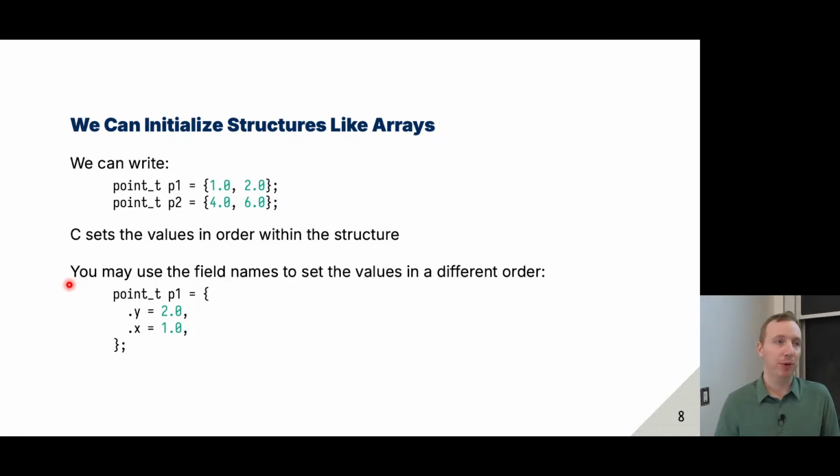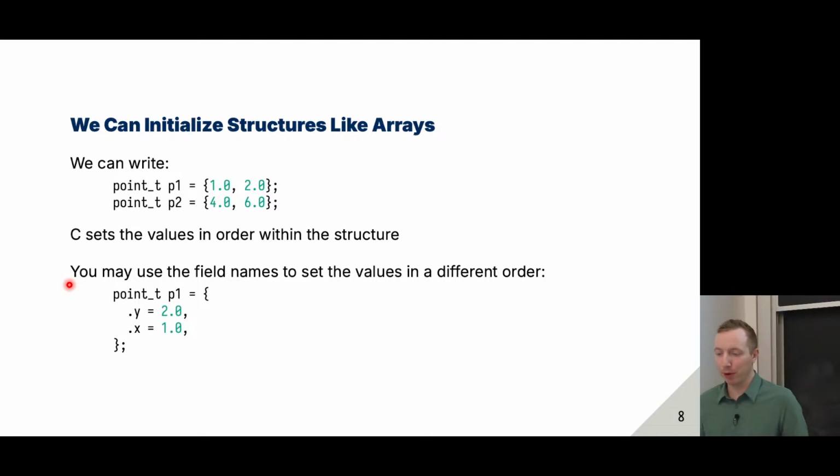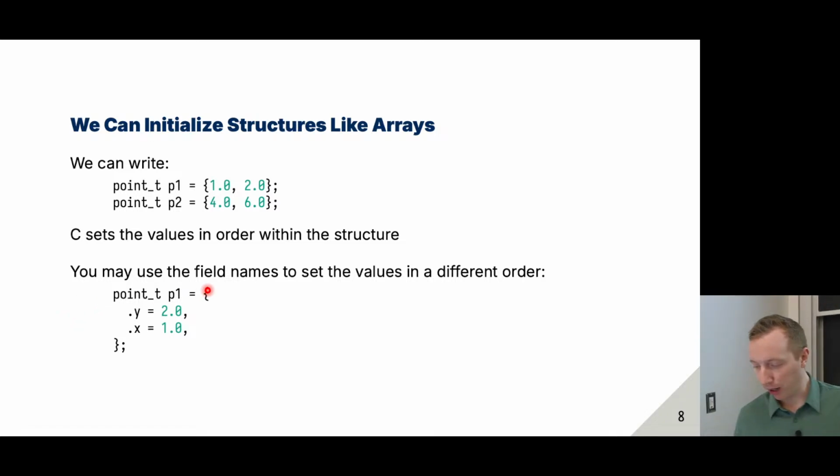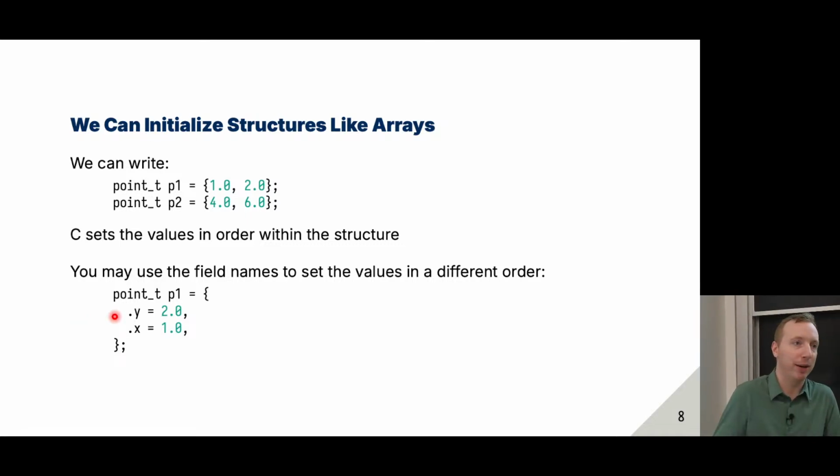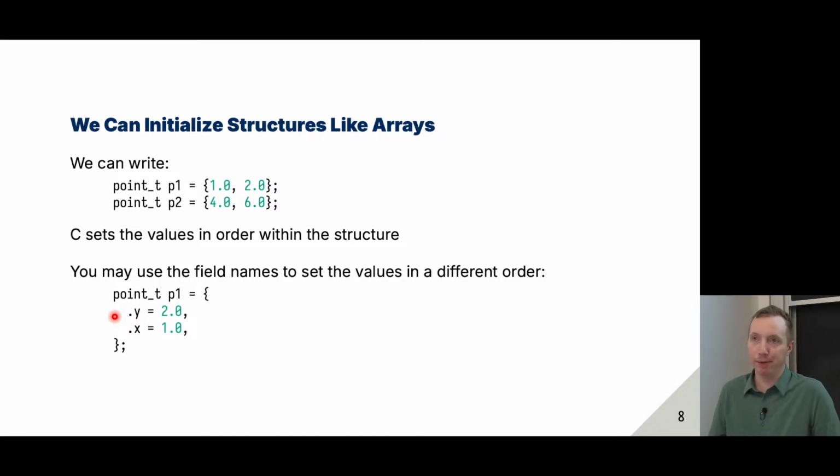If you want to set the values in some different order, there's a funnier looking syntax. I can give it a curly bracket, and then say which field I want to set to what value. So if for some reason I wanted to set y first, but y was the second thing defined in my struct, then I could just do .y equals 2, .x equals 1.